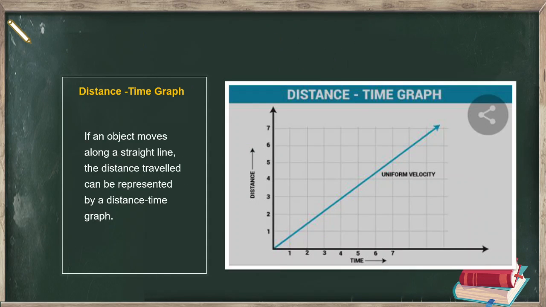If an object moves along a straight line, the distance traveled can be represented by the distance time graph. When an object travels equal distance in equal intervals of time, it moves with a uniform speed. This shows that the distance traveled by the object is directly proportional to the time taken. Thus for a uniform speed, a graph of distance traveled against time is a straight line.